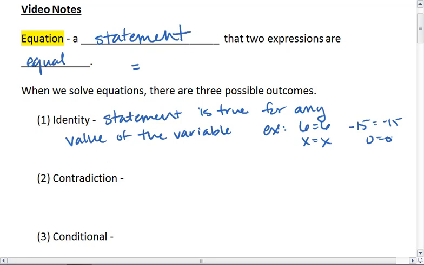Another possibility is to have a contradiction, which is when the statement is never true. For example, something along the lines of 28 equals negative 5. This is a contradiction since 28 never equals negative 5.